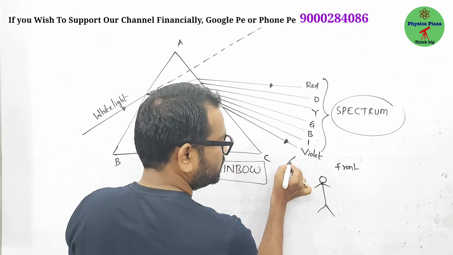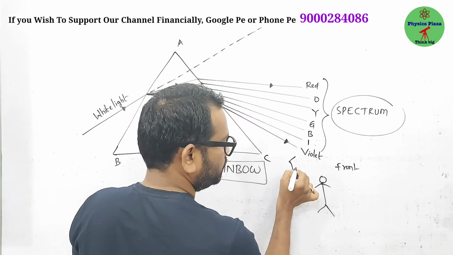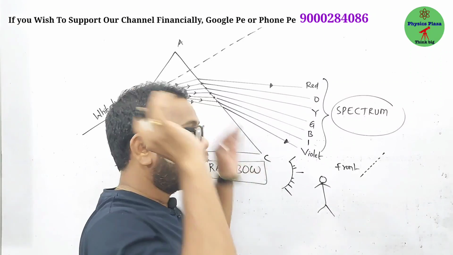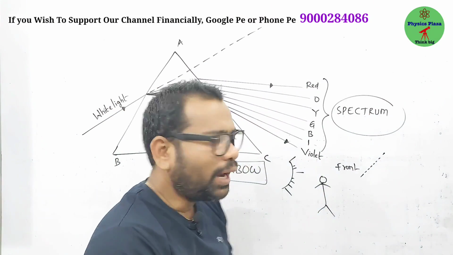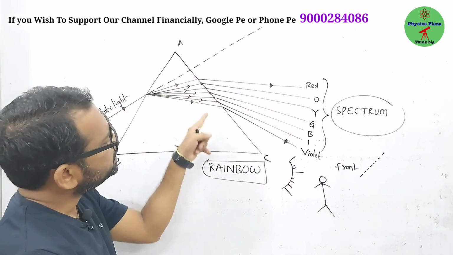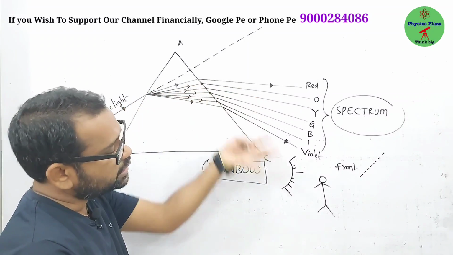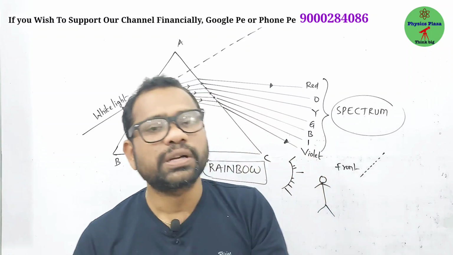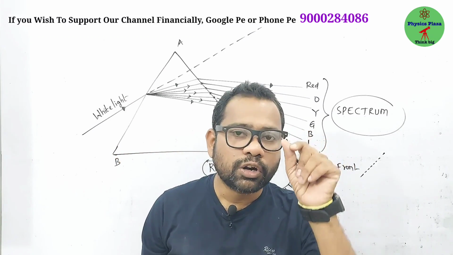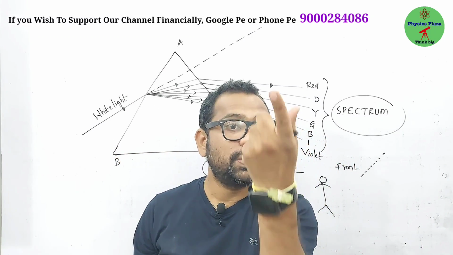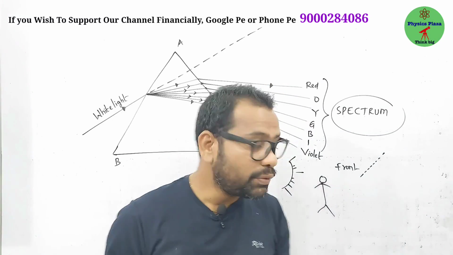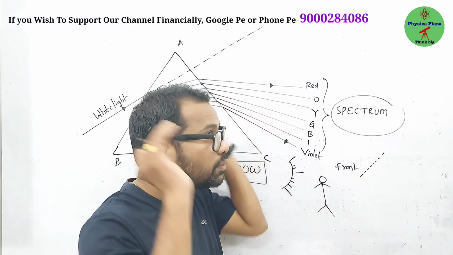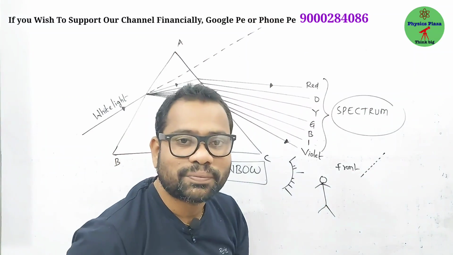And from behind, sunlight should come, and water droplets should be in front. So light should come from behind. Here a prism splits the light. In the atmosphere, tiny water droplets will be there. The tiny water droplets behave like a prism and they split the light. As a result, we get a rainbow. To see the rainbow, the sunlight should come from behind. That's very important to us.